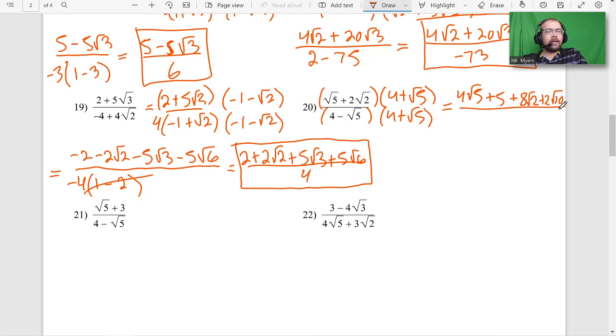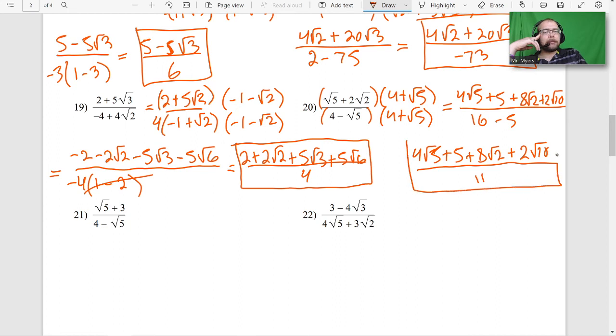Kind of ran out of space there. Okay, over. First times the first. Last times the last. 16 minus 5 is 11, which is definitely prime. And so that's actually it. It would be 4 root 5 plus 5 plus 8 root 2 plus 2 root 10. All different roots again. Root 5, no root, root 2, root 10. All different roots. Over 11. And that's it for that one.